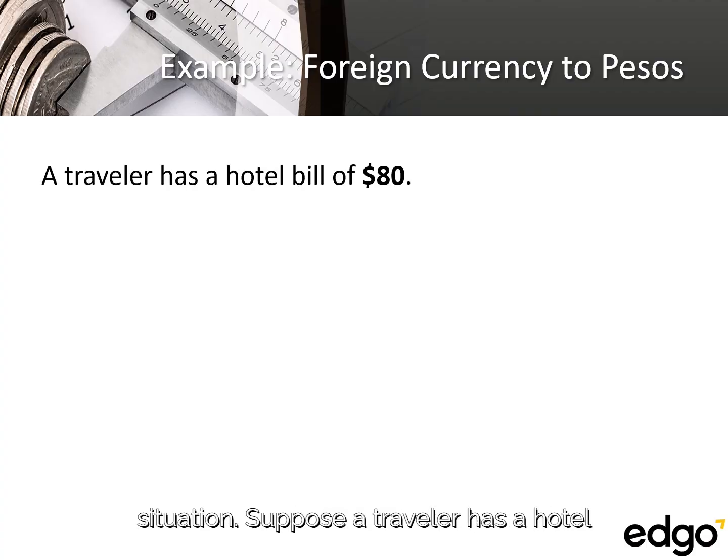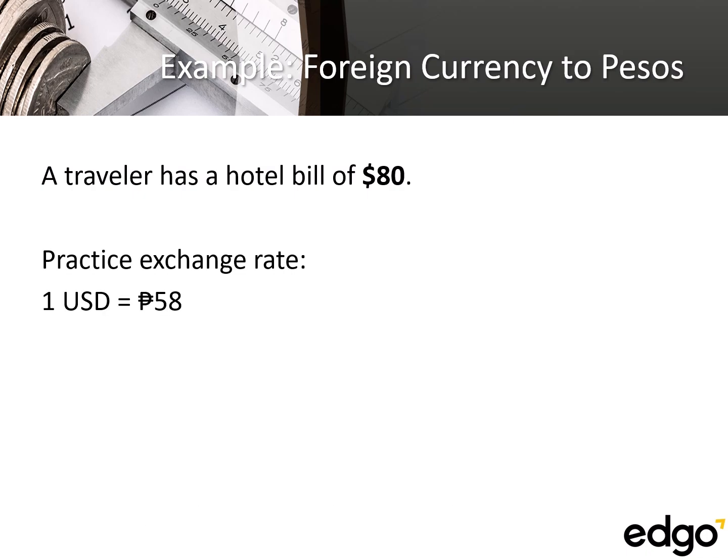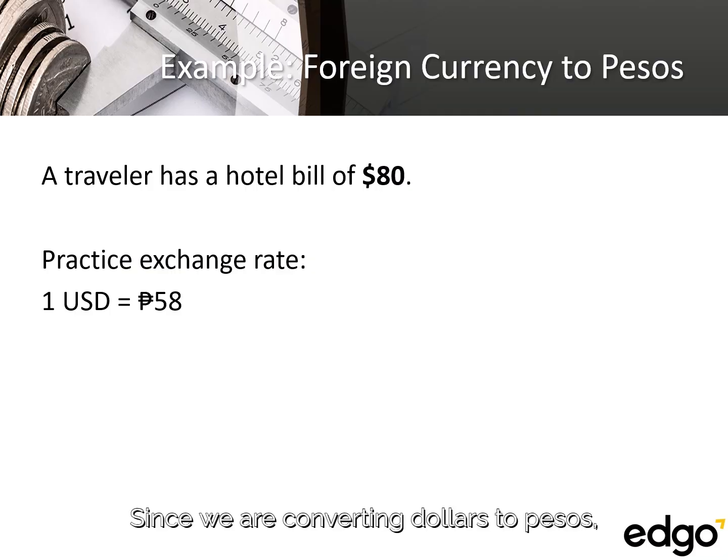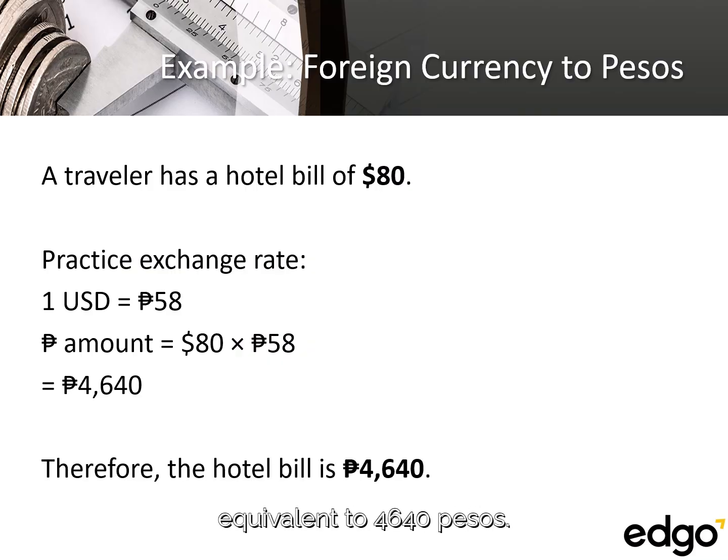Suppose a traveler has a hotel bill of 80 US dollars. Our exchange rate is $1 equals 58 pesos. Since we are converting dollars to pesos, we multiply. 80 multiplied by 58 is 4,640. Therefore, the hotel bill is equivalent to 4,640 pesos.